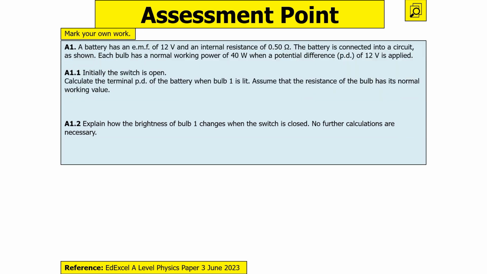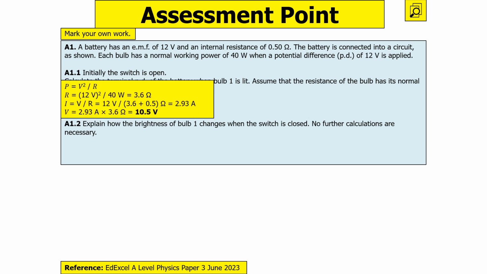Right, in this first one, we know that power is equal to potential difference squared over resistance. We know the potential difference is 12, so therefore R is equal to 12 squared over 40 watts, so it's 3.6 ohms. Now we know current is potential difference over resistance. We know the EMF is 12 volts. We then divide it by the total resistance, which is the internal plus the circuit resistance, so it's 3.6 plus 0.5, so we get our answer to be 2.93 amps.